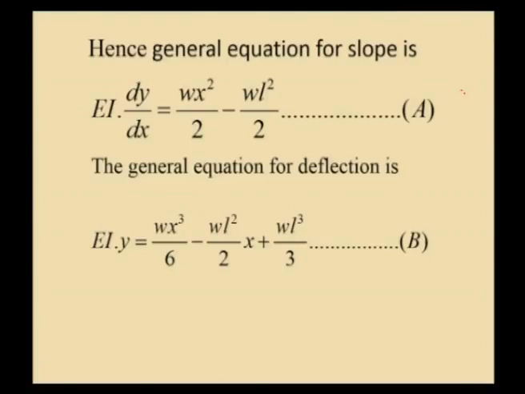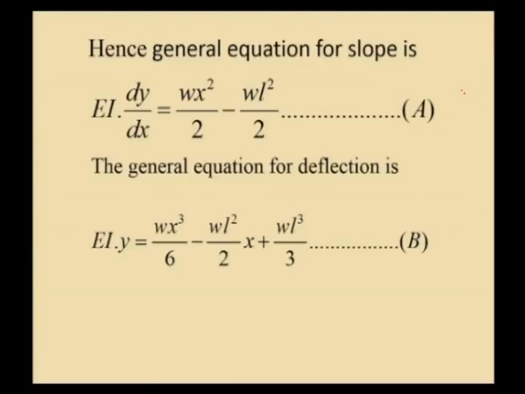That shall be considered as equation A, and the general equation of deflection will be obtained as E I y equal to W x cube by 6 minus W L squared by 2 x plus W L cube by 3. This is equation B, and the reason why we call it a general equation is we can obtain the slope value as well as the deflection value at any point of the beam in between A and B using these general equations.